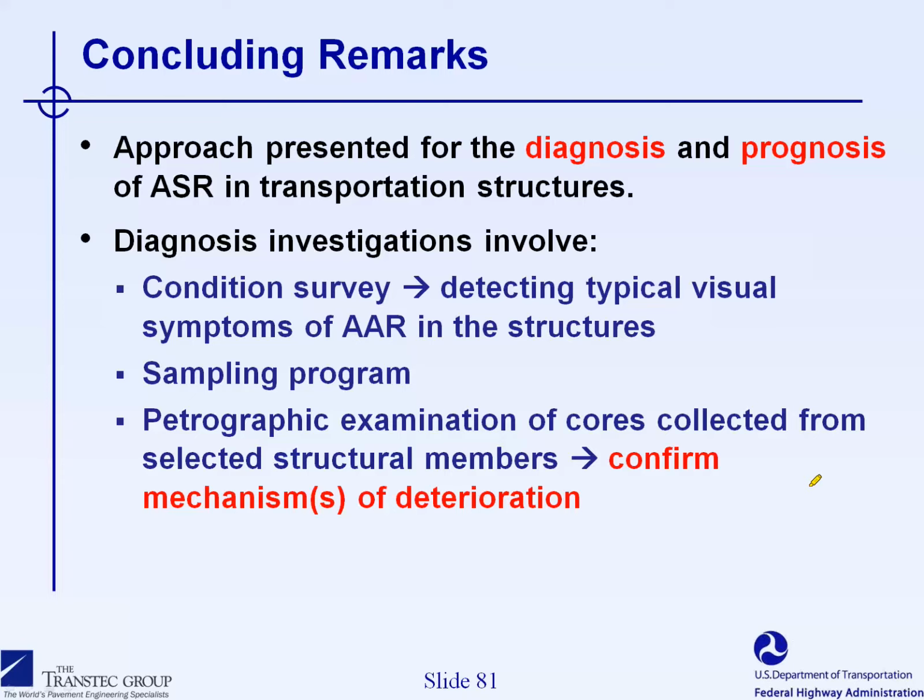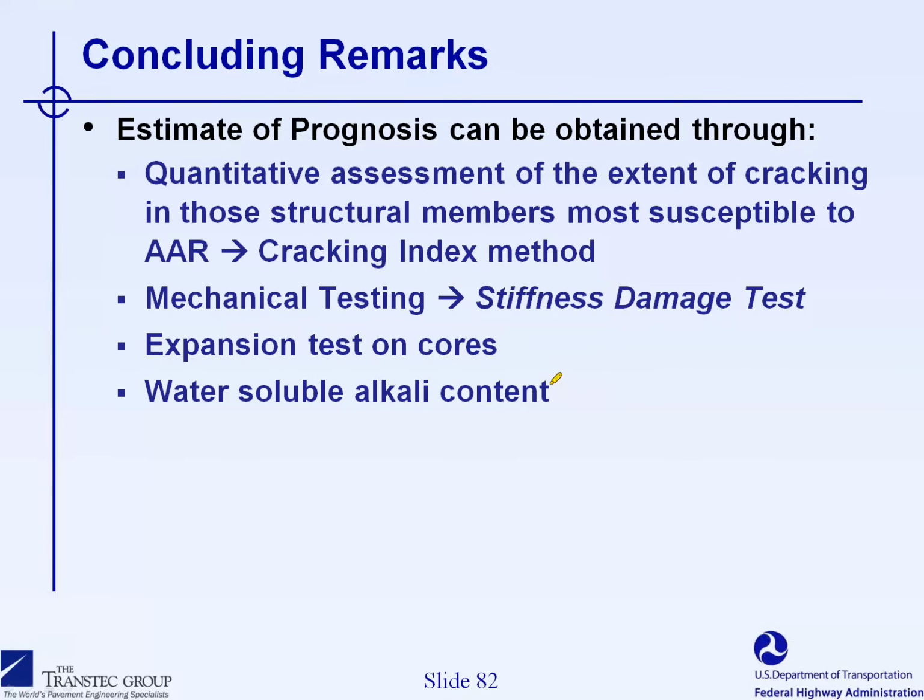So for concluding remarks, in this presentation I gave you some information on tools that can be used for the diagnosis and prognosis of ASR in transportation structures. The first process generally consists of the visual survey or condition survey of the concrete structure to determine the presence of typical symptoms of ASR. That is followed by sampling and petrographic examination on cores to confirm the presence or not of ASR and the different mechanisms involved.